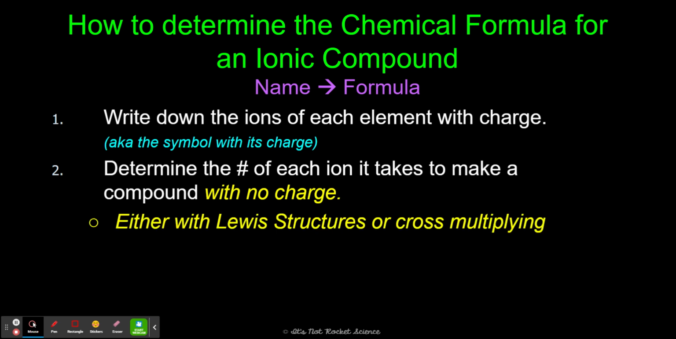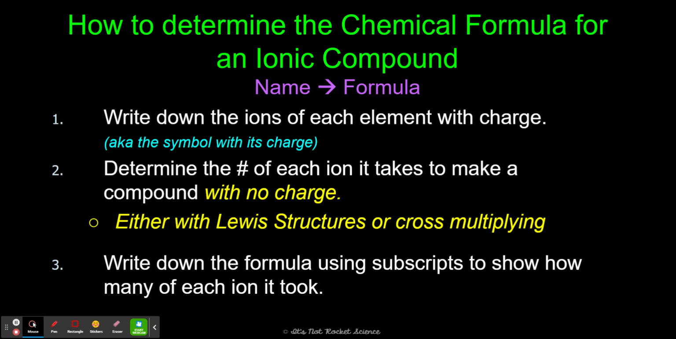You can do this with the Lewis dot structures like we have, moving electrons around, or you can do it the quick and easy way I'll show you in a second with this cross multiplying. You write down the formulas with the subscripts to show how many of each ion it took.